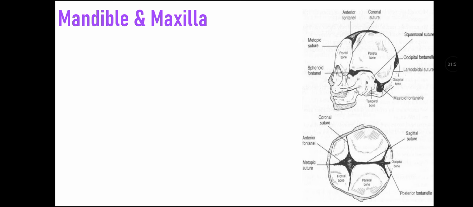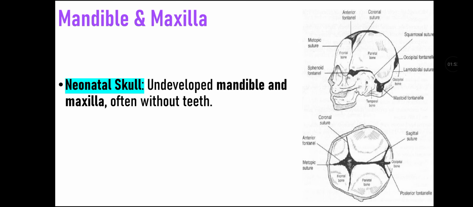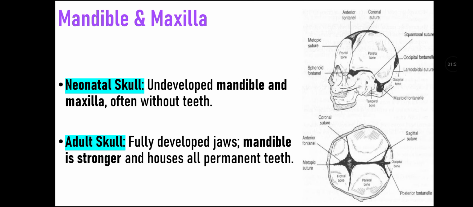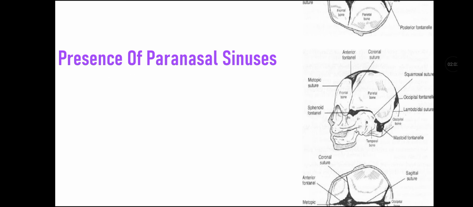Next is about mandible and maxilla. In neonatal skull, the mandible and maxilla are underdeveloped and often without teeth. But in adult skull, the jaws are fully developed, and the mandible is stronger and houses all permanent teeth.